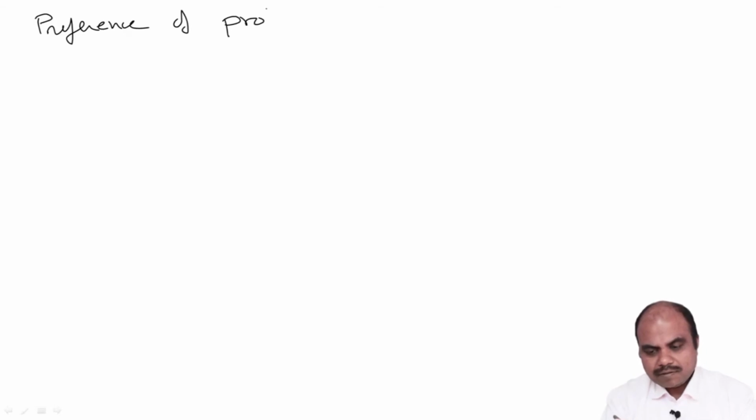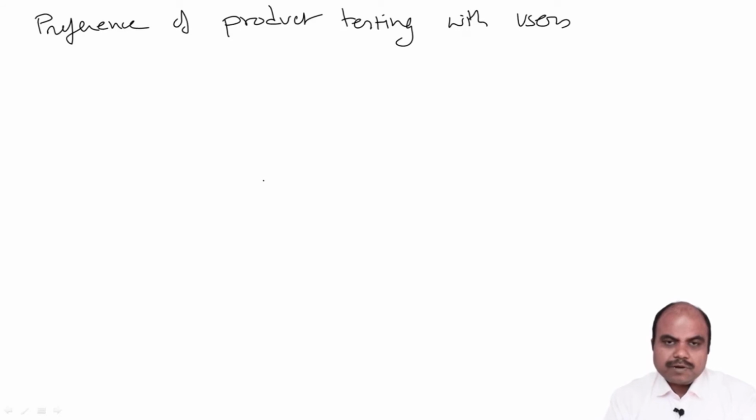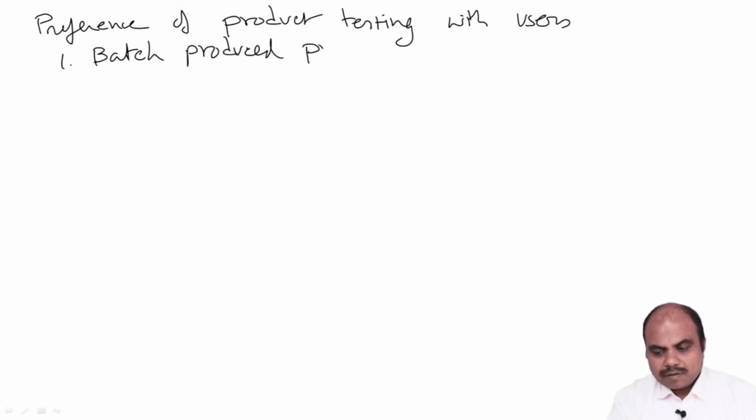Okay, now we are going to learn about the preference of product testing with users. Of course, if you can show the production prototype directly to the user, that is the best. So the first one is the batch produced product, and this product we can take to the user for user feedback.